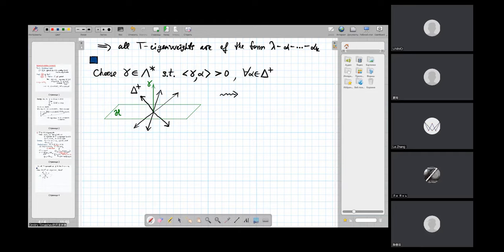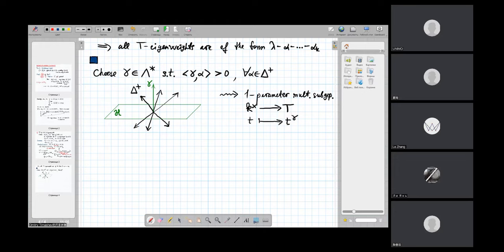So, a one-parameter multiplicative subgroup, which I denote... what is a one-parameter multiplicative subgroup? It is a homomorphism from the multiplicative group of the field to the maximal torus T. Let me denote this map as t is mapped to t to the power gamma. This is the image of t from K cross under this homomorphism.